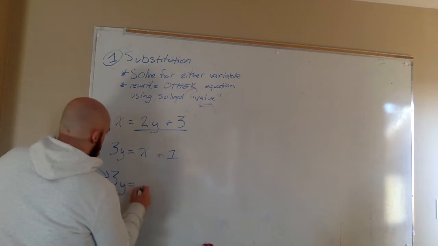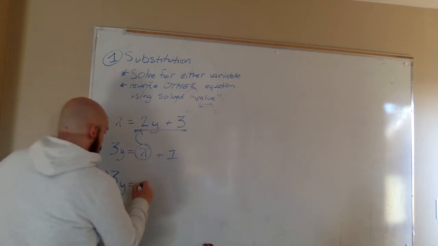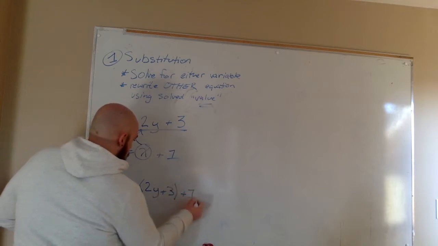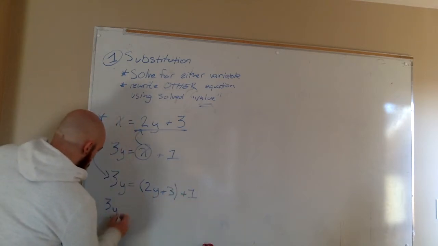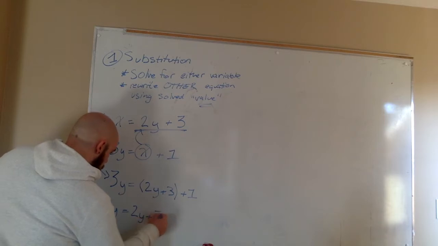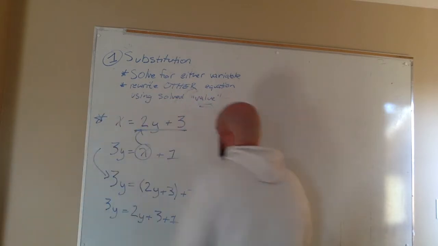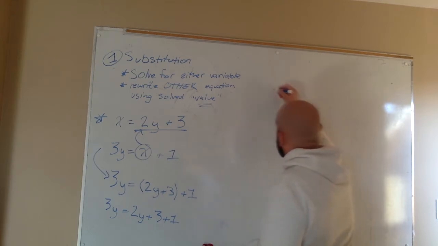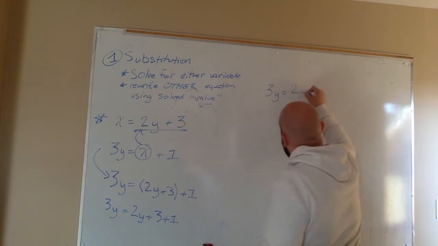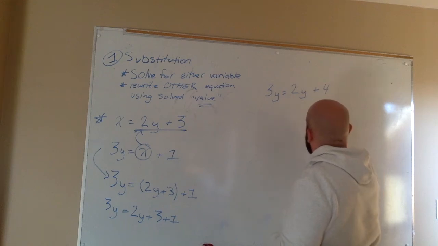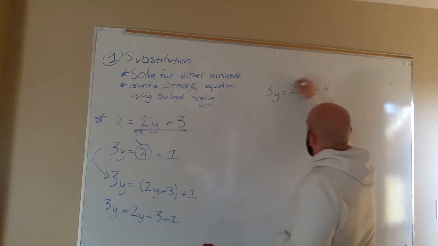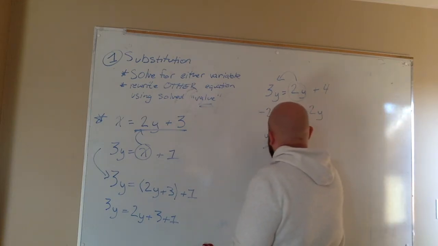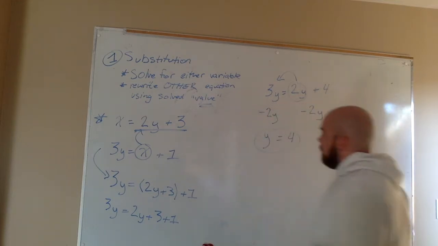So my second equation, now rewritten with that expression instead of x, is going to look like 3y equals 2y plus 3 plus 1. Okay, now I'm just rewriting this thing without the parentheses to show you that those parentheses just show separation. Alright, now we're going to solve this just like we would any other equation. We're going to combine like terms first, so I add the 3 and the 1 to give me a 4. Now my next step is to get rid of the 2y, right? I want all the variables on one side, so I'm going to subtract 2y from both sides, and I end up with y equals 4.